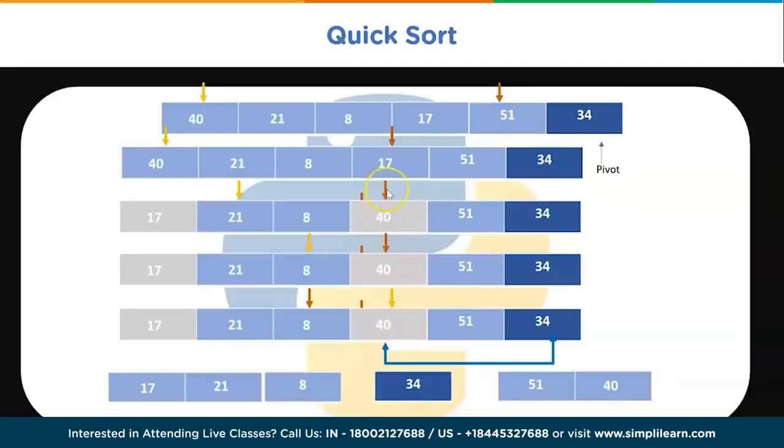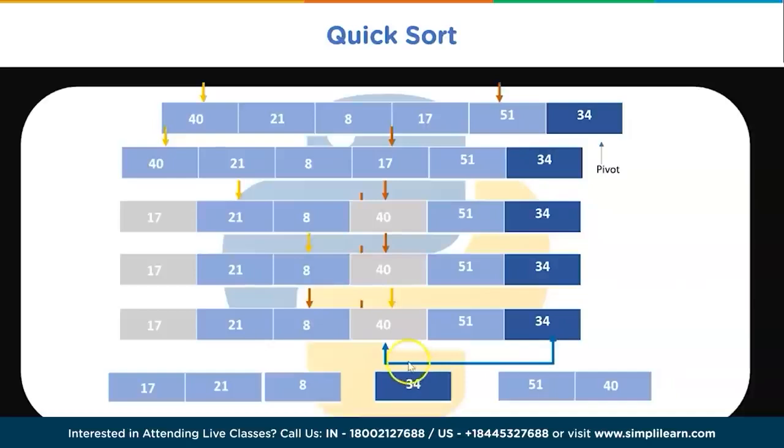Now J, what happened with J? J is greater than 34. It will move further. Now J has reached 8 and I has reached 40. Now at this point, when J has crossed I, it is the point when you need to swap the pivots. You need to change the pivot. So at this point, when J has crossed, when J is greater than I, you need to swap the pivots.